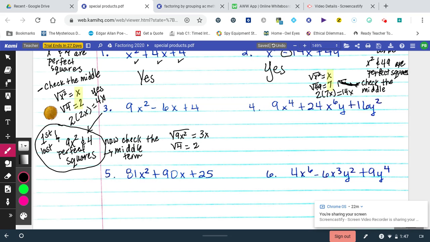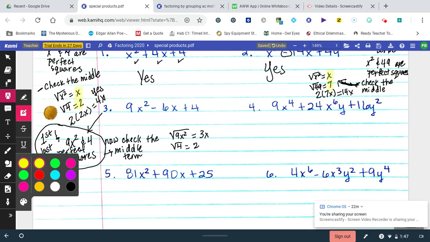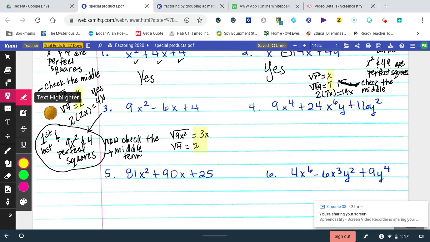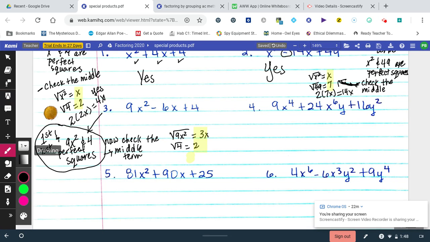All it says is that the middle term has to be twice this product. Okay, what is that product? Well, 3x times 2 is 6x. So twice that, twice 6x would automatically be 12x. Okay, all right, but is this a 12x? Is the middle term a 12x? No. Okay, so is this a perfect square trinomial?